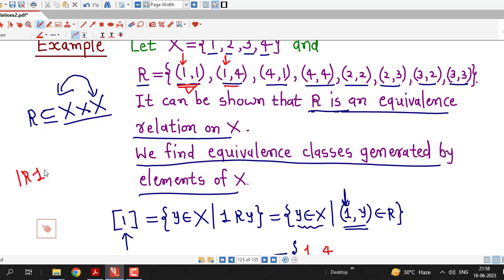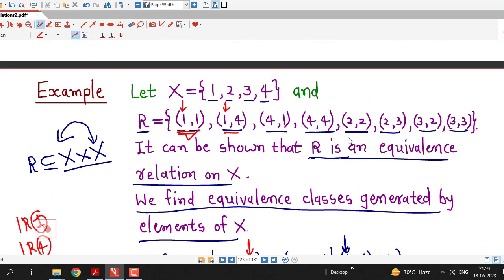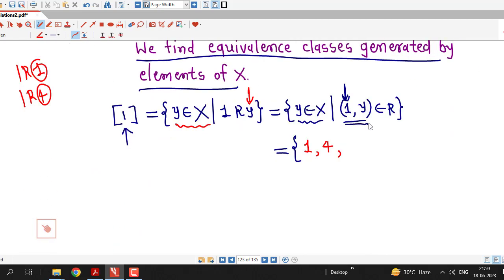Therefore 1 is in the equivalence class and 1 is related to 4. Therefore 4 is also in the equivalence class. We are considering all those elements in the equivalence class which are related to 1. So we find that 1 is related to 1 and 1 is related to 4. Therefore 4 is in this equivalence class. And there is no other element whose first component is 1. So we are having only two elements in the equivalence class of 1.